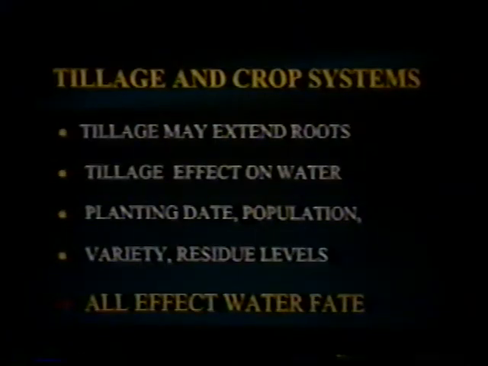Other things that are going to affect the way tillage and crop systems interact are our planting date, population, variety, and a little bit our residue levels. All these things are going to have an effect on the interaction. All of these things are going to affect the fate of water in the soil. Hybrids are going to react somewhat differently in some cases. Planting date's going to have a big bearing on that.